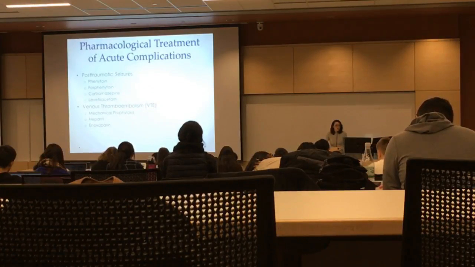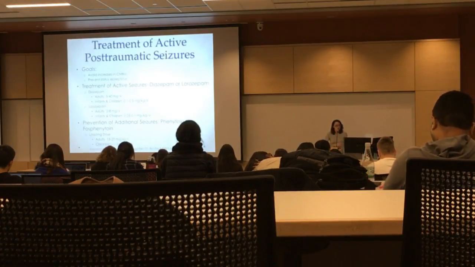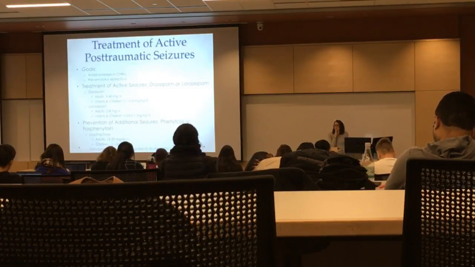In terms of treatment of acute complications, I'm going to be focusing on post-traumatic seizures and VTE. So in terms of treatment of the active seizures, our goal here is to reduce metabolic demand on the brain. So again, having a seizure is a huge metabolic demand on the brain. You guys will talk about it a little bit more. We also want to prevent status epilepticus.